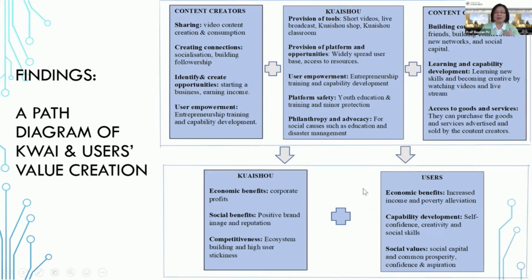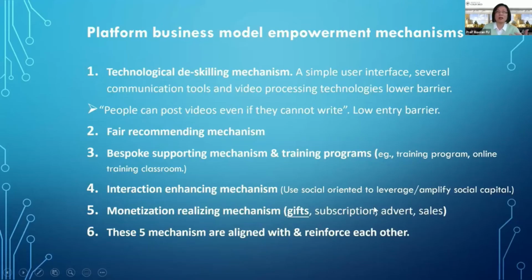So we see the benefits for both the platform in terms of growth, and also for the users on the two sides: the economic benefits, capabilities building, and the social values. And all these are enabled. So why is it quite different from the others? Because they have 5 mechanisms.